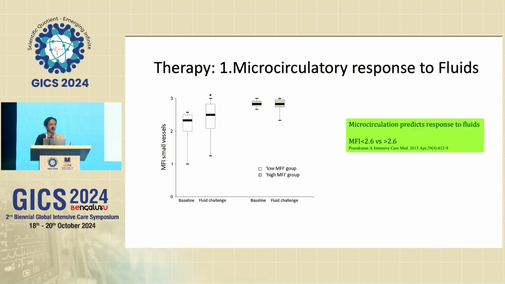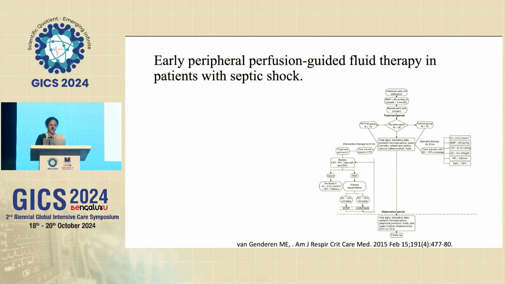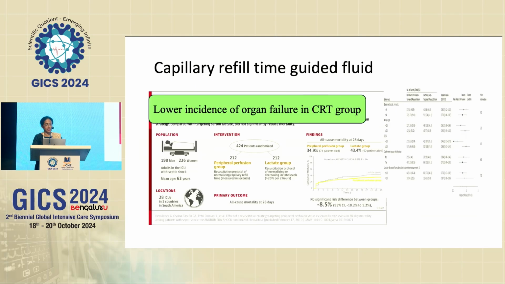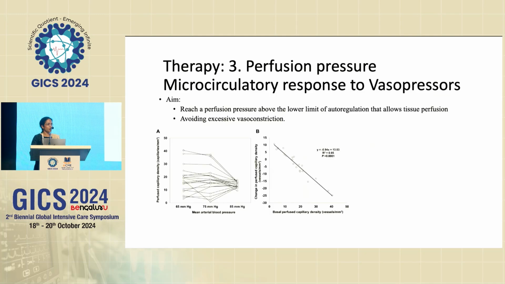There is also a microcirculatory index that if it's less than 2.6 and you give fluids, then there is better improvement, and this may lead to personalization. Further studies have shown that perfusion indicators have led to lesser fluid needed for resuscitation. And the ANDROMEDA-SHOCK study showed that targeting CRT rather than lactate led to a decrease in organ failure. What about vasopressors?